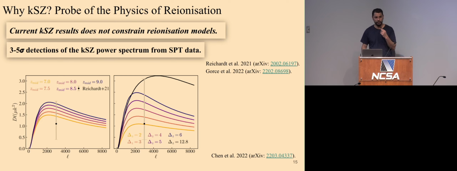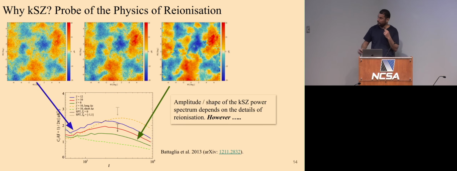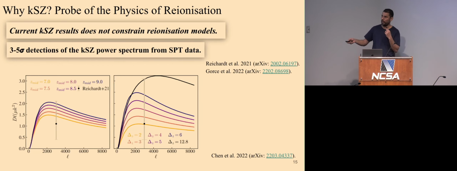Why do you have only one data point? Right. The way SPT did the analysis in the previous papers is that they fit a template. For example, we take these simulations and then we have this power spectrum. We fit this to our data and then we normalize that at L of 3000. That's why there is just one data point there.